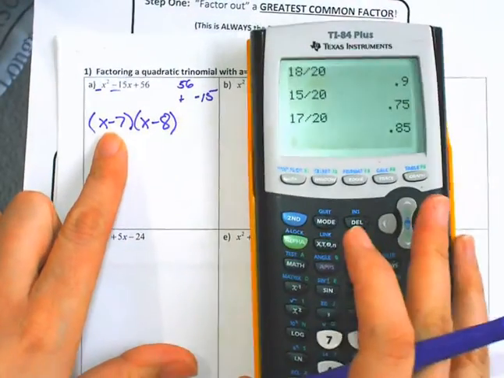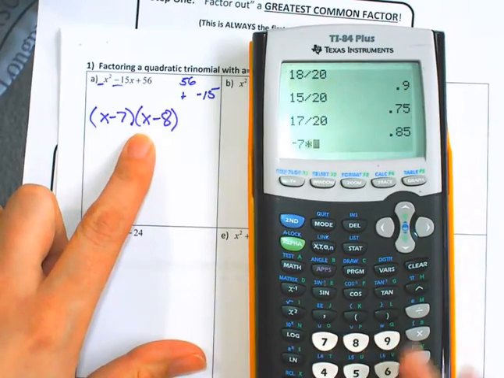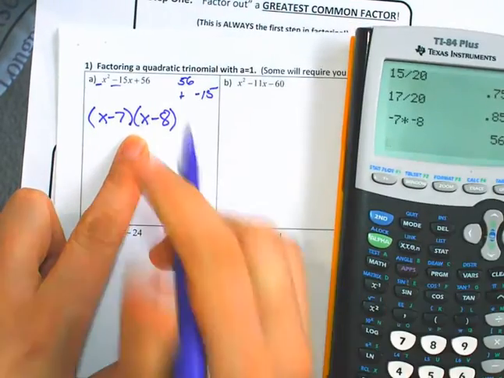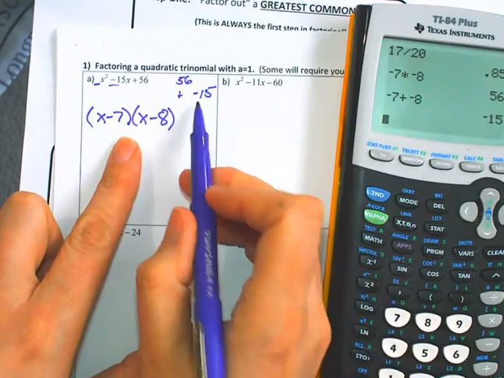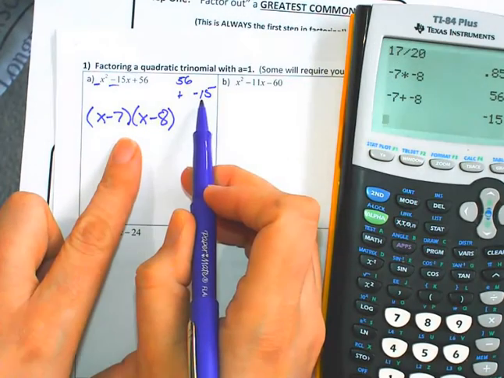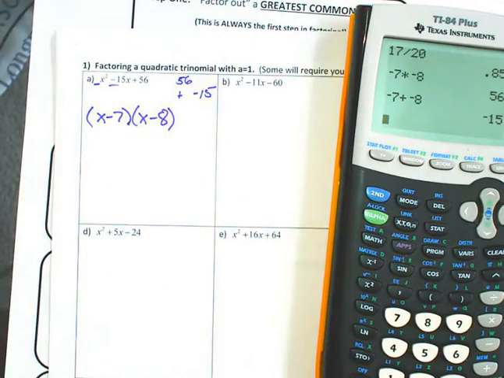And let me show you why this works. So I have negative 7 times negative 8. That's going to give me the positive 56. And then negative 7 plus negative 8, which is going to give me the negative 15. Okay, so these are very easy to check to make sure you've done correctly.